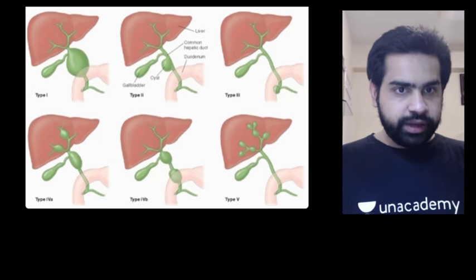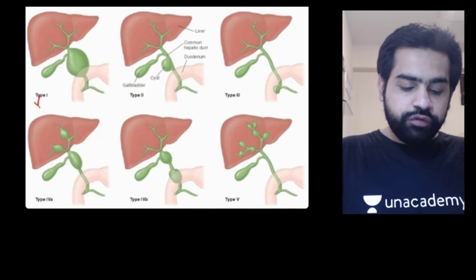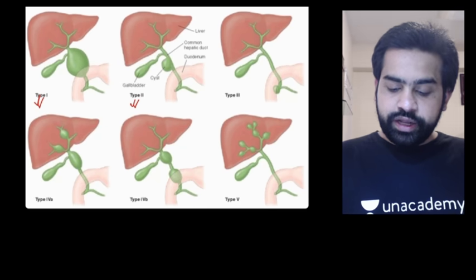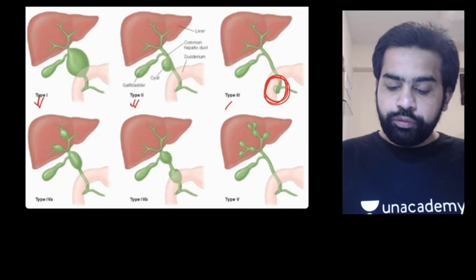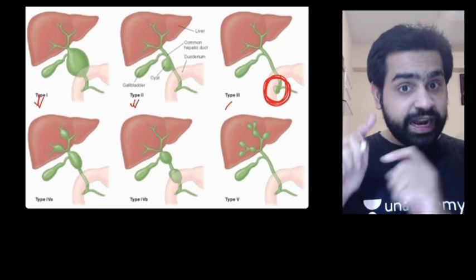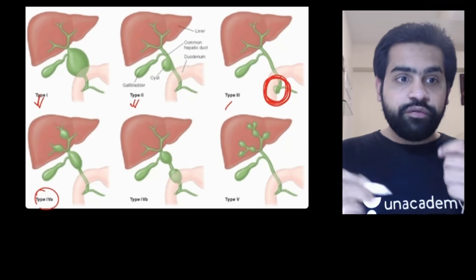I'll just walk you through them again on the basis of this image, so you can have a look at it. Simple. Type 1 is a fusiform dilation. Type 2 is a saccular dilation or a diverticulum. Type 3 is choledococele. I hope you are able to appreciate this. At the point where it is coming and attaching to the intestine, at that particular position there is a dilation. Type 4 is divided into type 4A and type 4B.